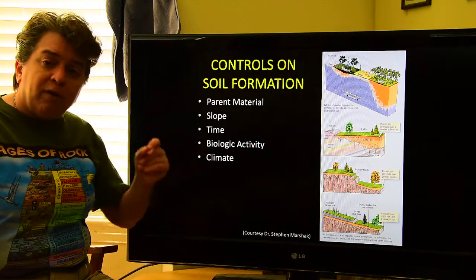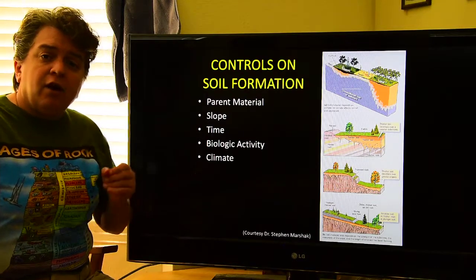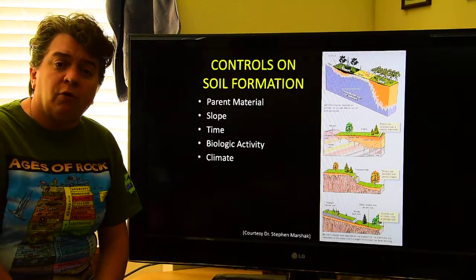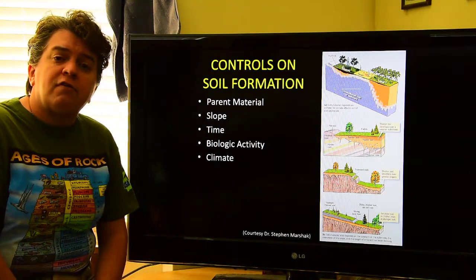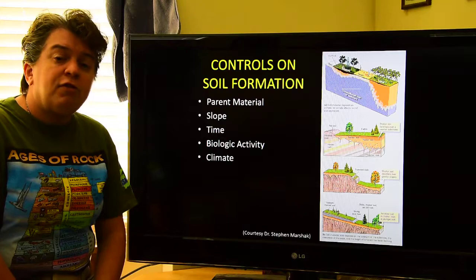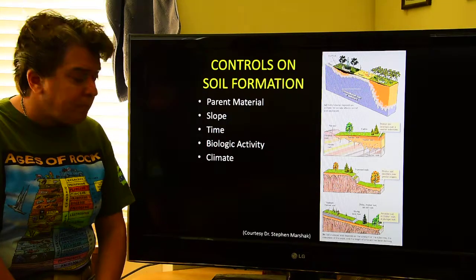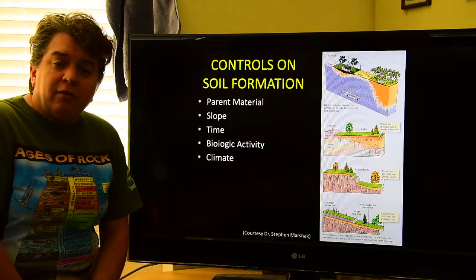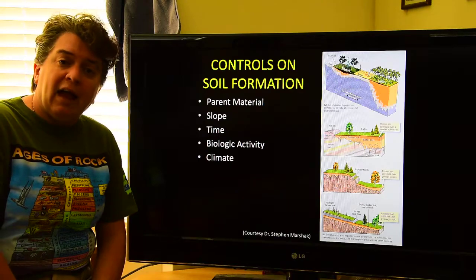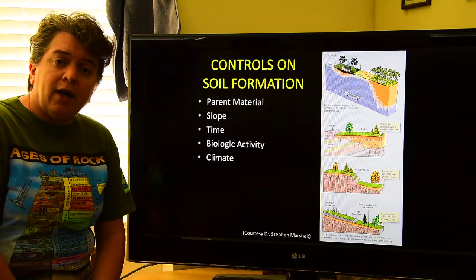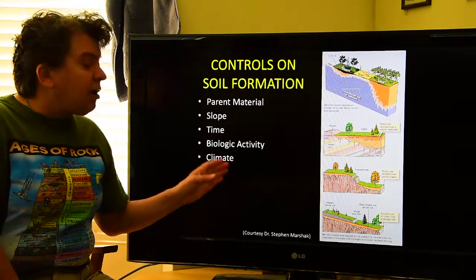So the slope is important to soil development. It does take quite a bit of time for soil to form. So the longer a surface is stable, the thicker and better developed your soils will usually be. Biologic activity is important. Remember, one of the parts of soil was organic material. And where does that organic material come from? Biologic activity. And then climate.